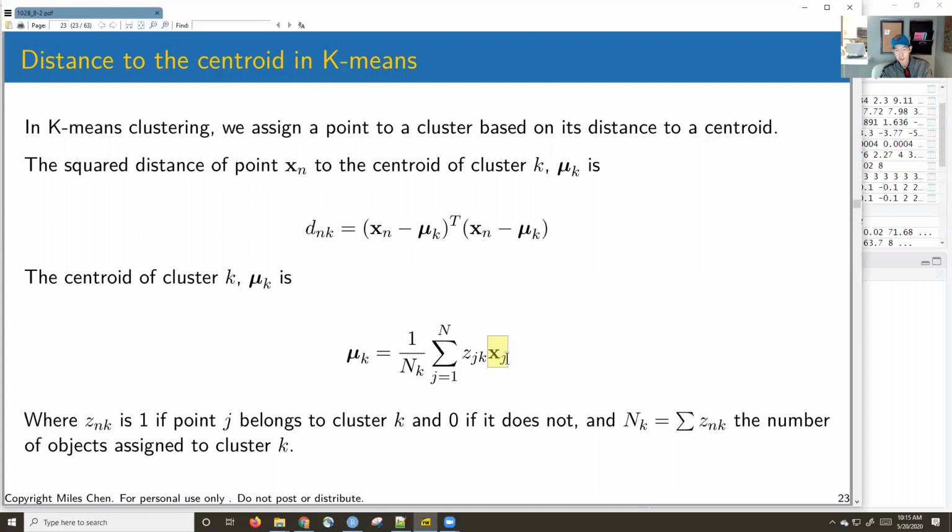And then we're going to divide by how many points, n sub k, which is just the sum of the z's. So we're going to divide by how many points belong to cluster k. It's basically add up the points that belong to cluster k divided by how many points you have in cluster k. And that's going to give you your centroid of cluster k.